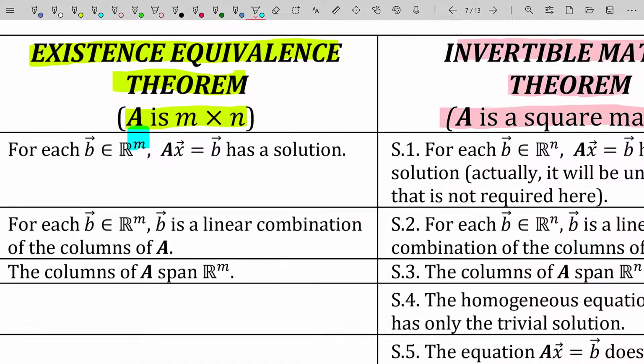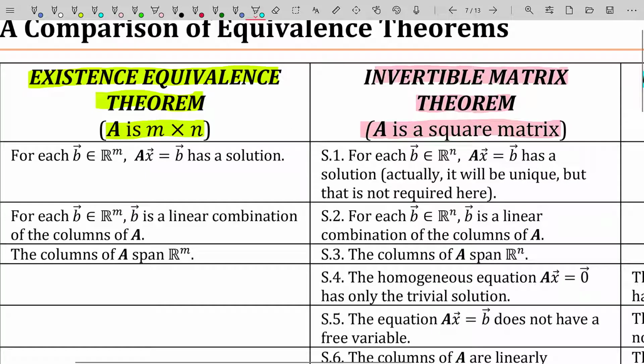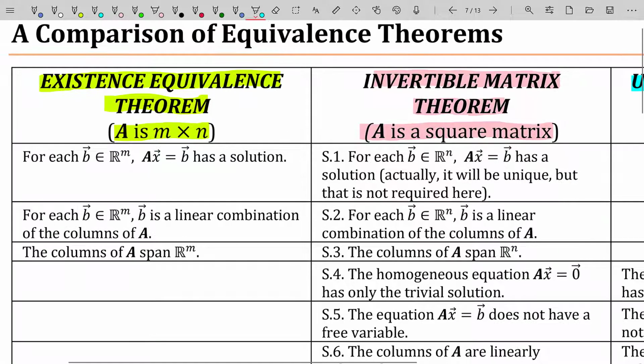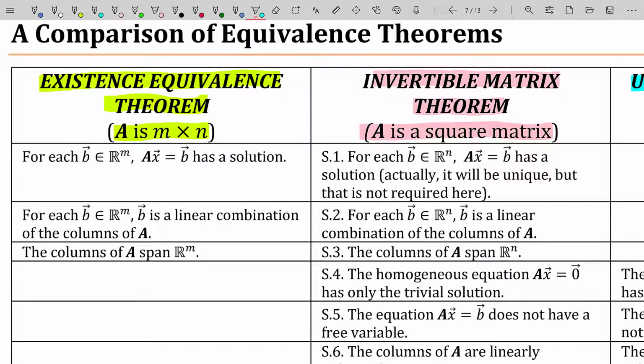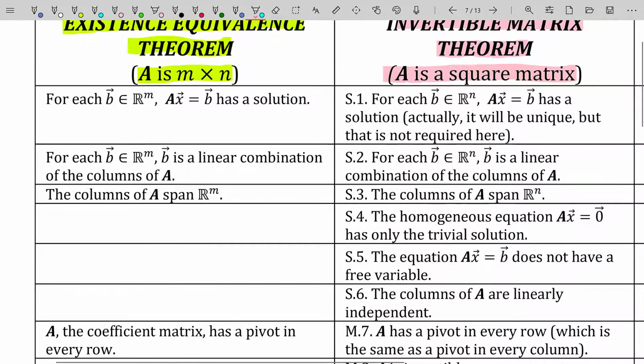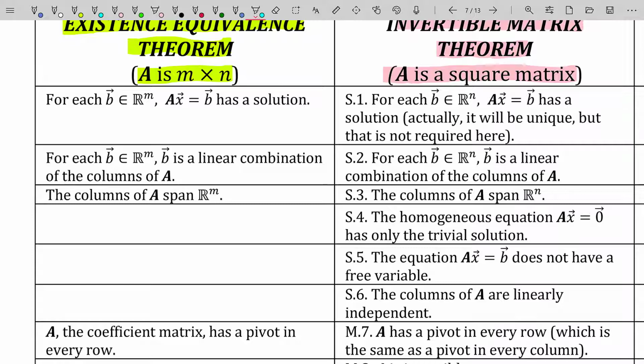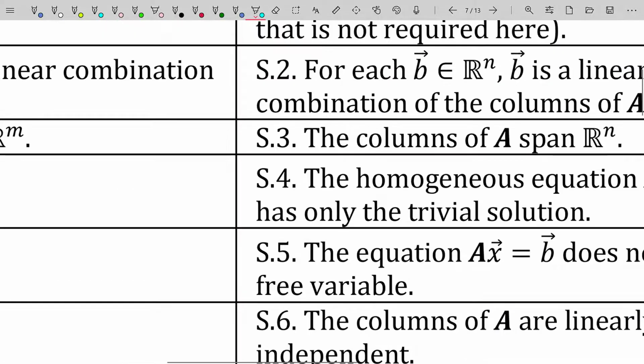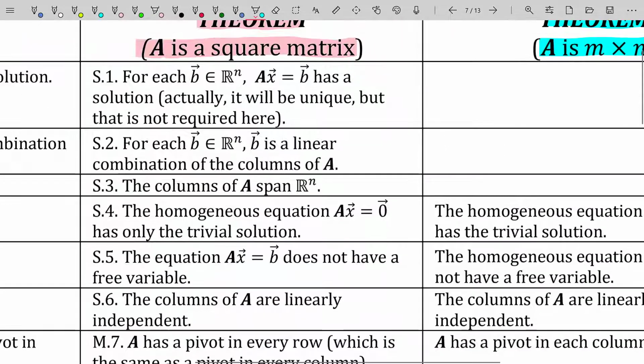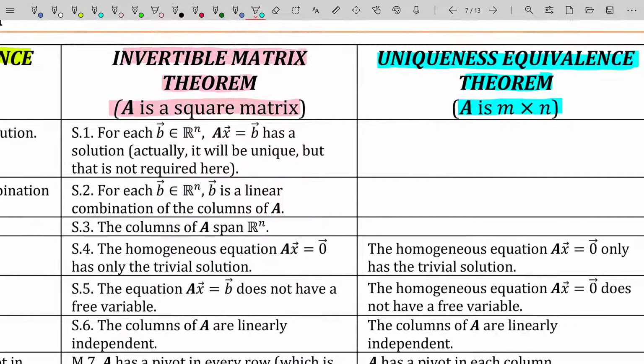Again, you'll notice the difference here, because the existence and uniqueness equivalence theorems are based on m by n matrices, not n by n matrices. The third condition, the columns of A span Rn, well, there you go, the columns of A span Rm. We go to the fourth condition, and you see there's nothing in the existence equivalence theorem column. However, that's because the next three, S4, S5, S6, are born of, you guessed it, the uniqueness equivalence theorem.